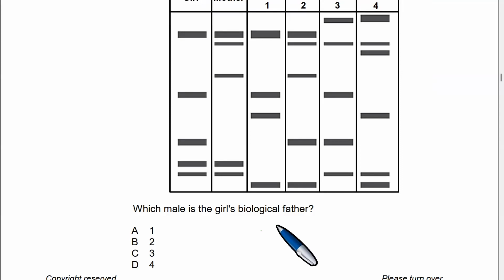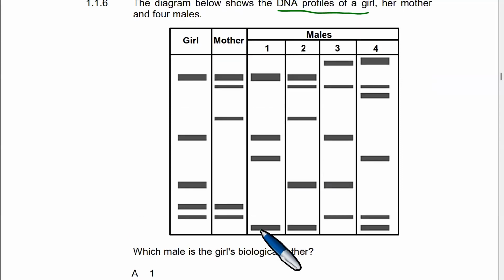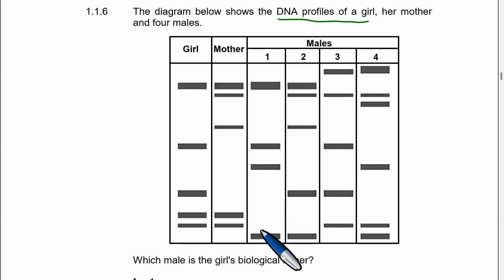Let's look at that. Which one? So you just have to compare in 1.1.6, because now, which male is the girl's biological father? The girl is this one, the mother is that, and the males are this. We don't know who the father of the girl is. In other words, the male who is the girl's biological father. Who is the father here amongst the 4? So you think about this in 1.1.6.